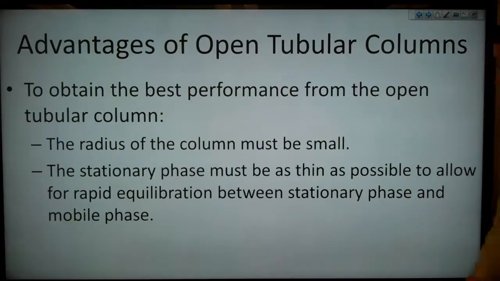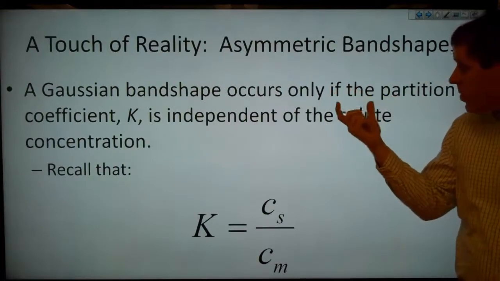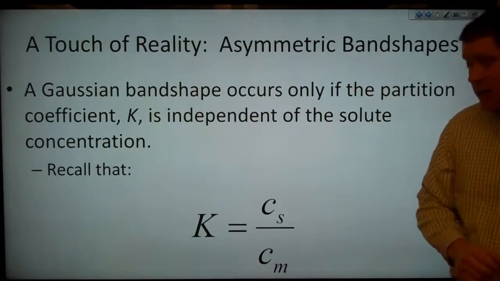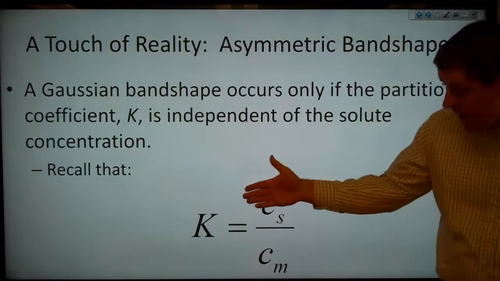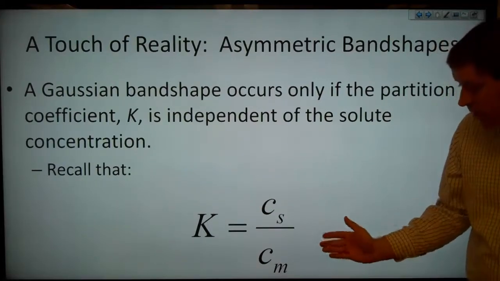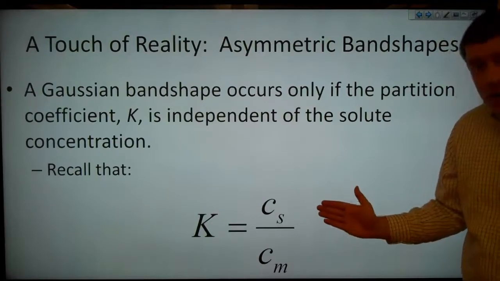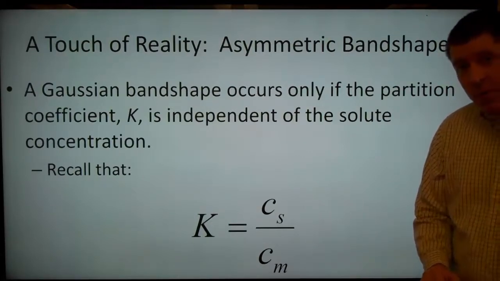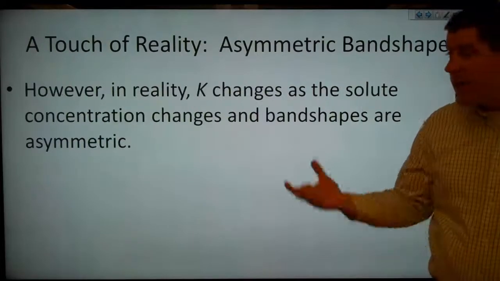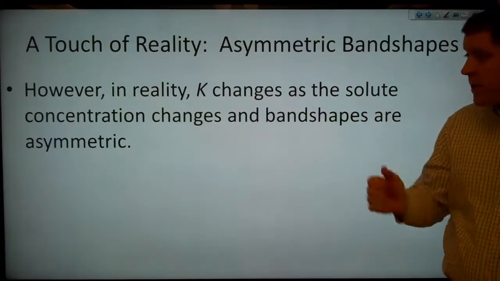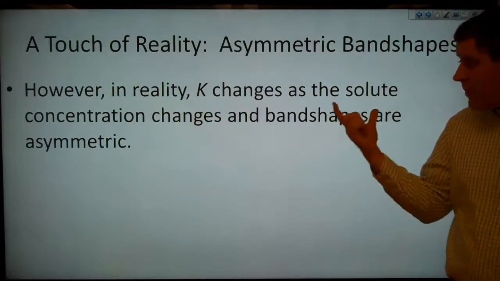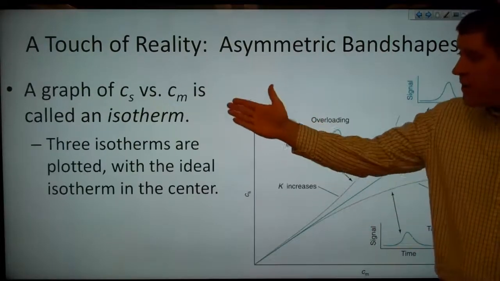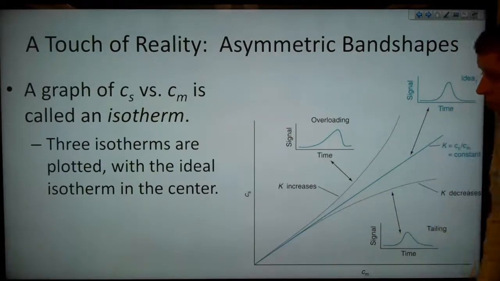the mobile phase. And a Gaussian band shape occurs only if the partition coefficient k is independent of the solute concentration. So remember that k is equal to Cs over Cm, where Cs is the concentration in the stationary phase and Cm is the concentration in the mobile phase. But in reality, k changes as the solute concentration changes, and that means that band shapes are asymmetric. So a graph of Cs versus Cm is called an isotherm.